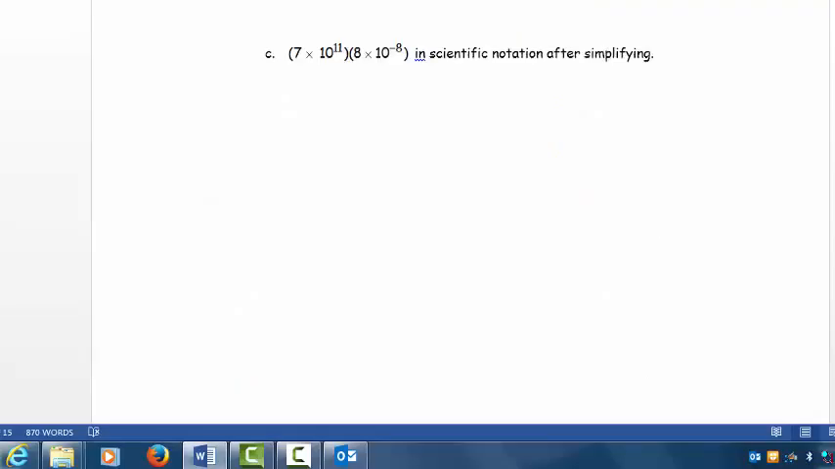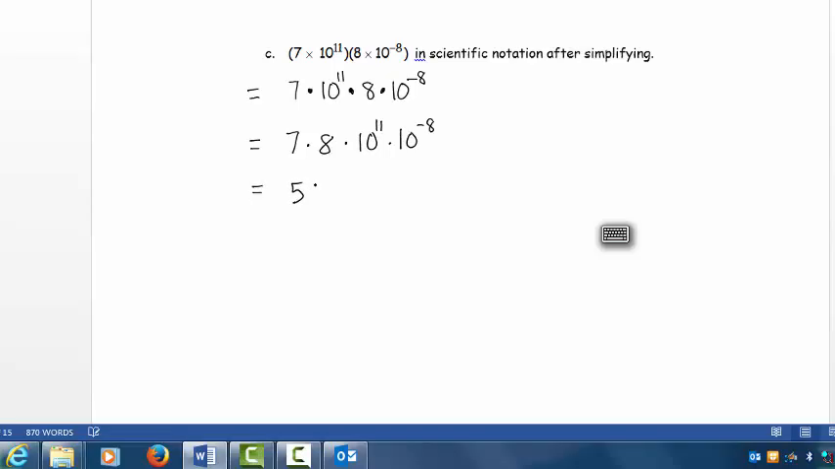We will multiply and then write the final answer in scientific notation. First of all, notice that despite the different symbols, the only operation involved here is multiplication. 7 times 10 to the 11th. This is multiplication. 8 times 10 to the negative 8. Since multiplication is the only operation, we can shift around the factors without affecting the overall value. Let's write 7 times 8 times 10 to the 11th times 10 to the negative 8.